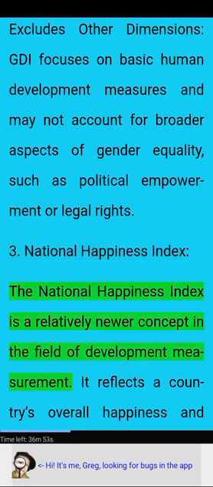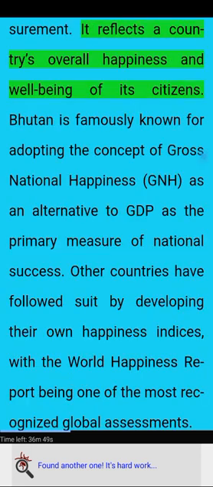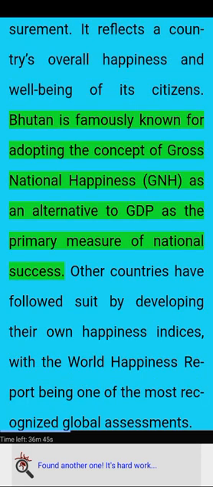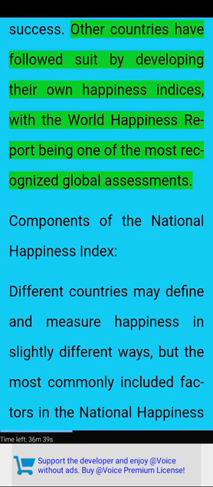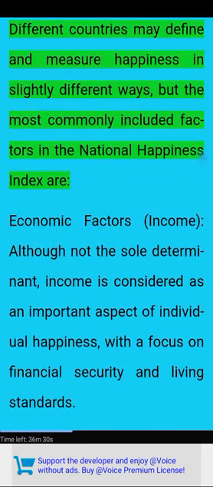3. National Happiness Index. The National Happiness Index is a relatively newer concept in the field of development measurement. It reflects a country's overall happiness and well-being of its citizens. Bhutan is famously known for adopting the concept of gross national happiness (GNH) as an alternative to GDP as the primary measure of national success. Other countries have followed suit by developing their own happiness indices, with the World Happiness Report being one of the most recognized global assessments. Components of the National Happiness Index.